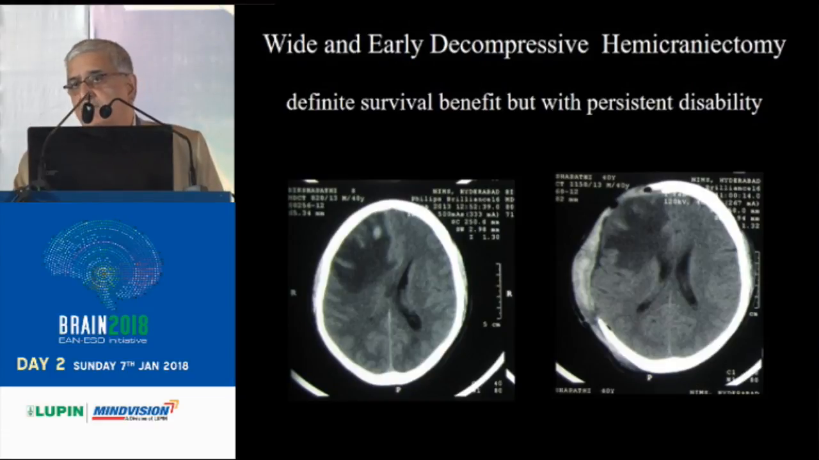I think there are a lot of cultural preferences. In India, we would like a patient to survive anyway, even if he is dysfunctional. But this has to be explained to the patient's family. And the important thing for decompressive hemicraniectomy is that it has to be wide, at least 12 centimeters, and it has to be early, within the first 48 hours, not at the end of it by the time the pupils are dilated, because then it doesn't help.